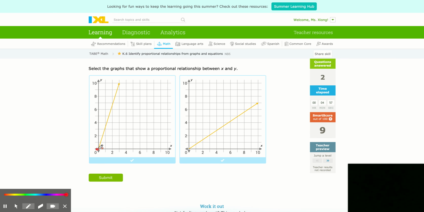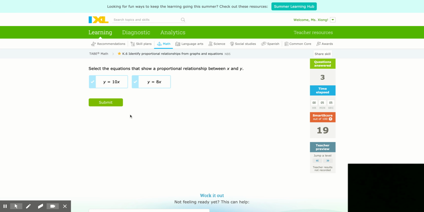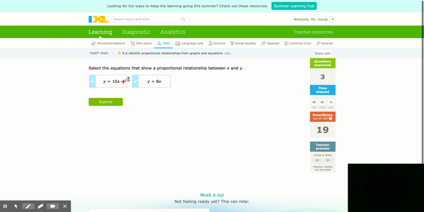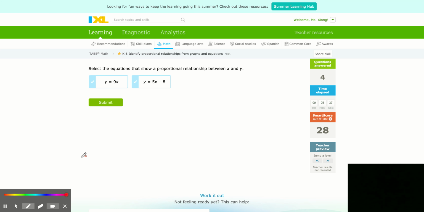Same thing. They both start at 0, 0. They're both straight lines. I'm going to click on both. This time, I don't have a graph, but I can see right away, oh, if it's not adding something or subtracting something, that means it's starting at 0, 0. So I know that right away both of them should be proportional graphs. This first one, again, does not add or subtract anything, so I can click on that first one.